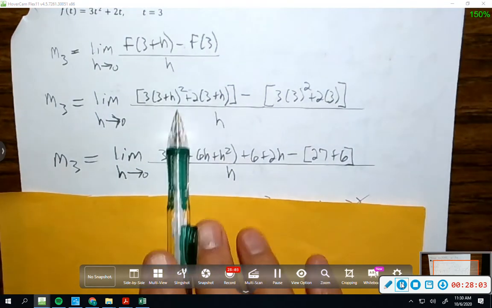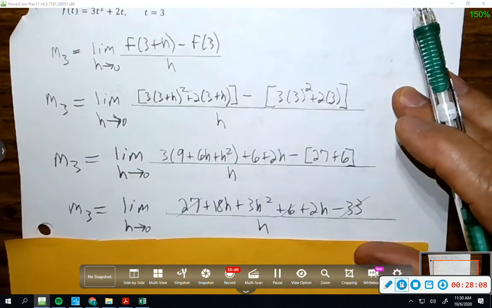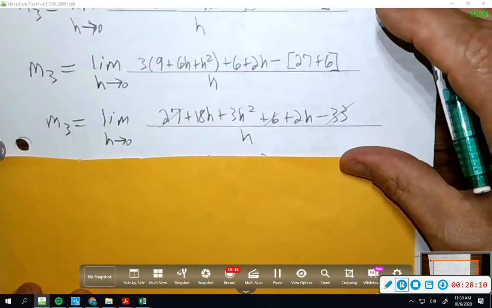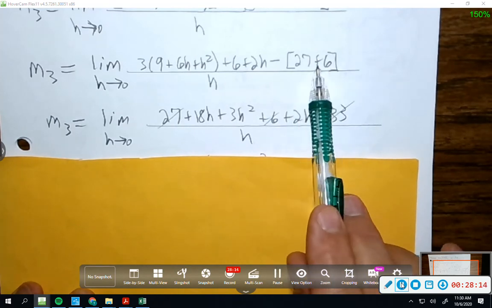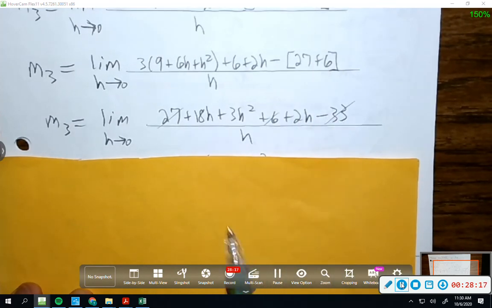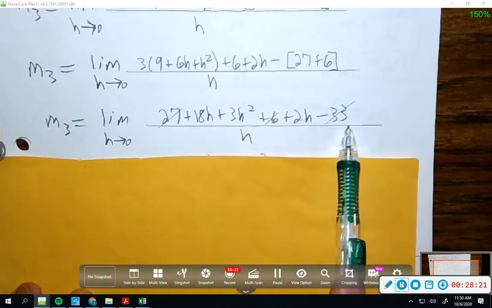I FOIL first and distribute. Then I distributed the 3. You can multiply it all out in one step. It's fine with me. 27 plus 6 is 33. Every term that doesn't have an h must cancel. 27 and 6 is 33. Minus 33, all the constant terms cancel.